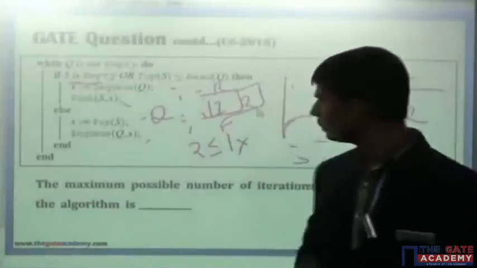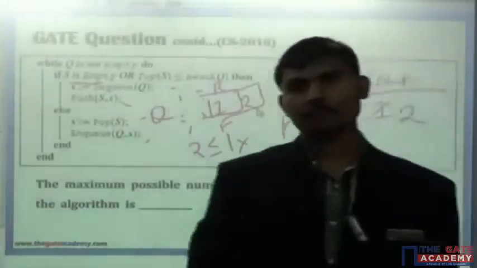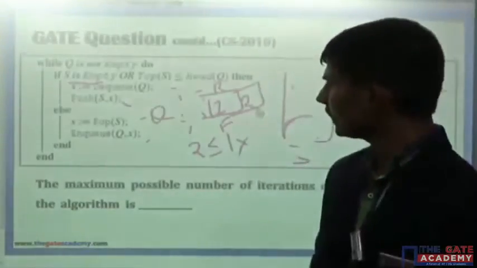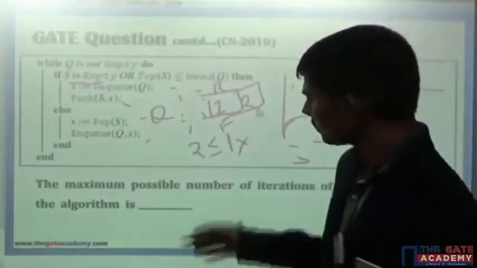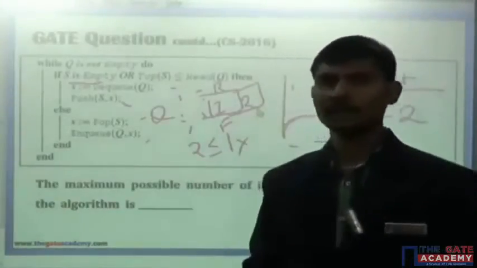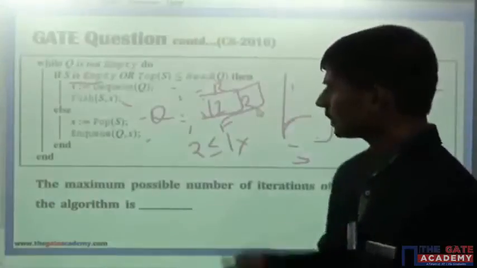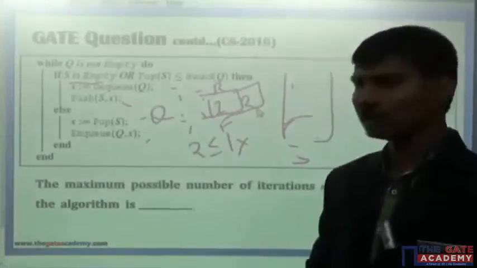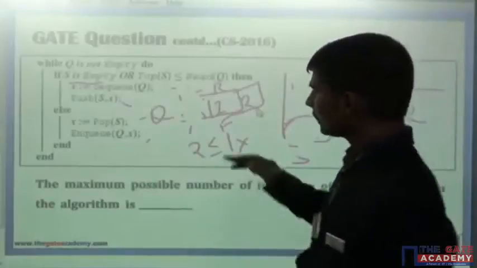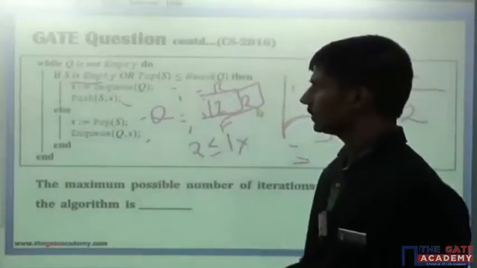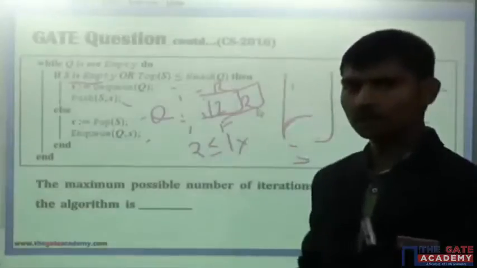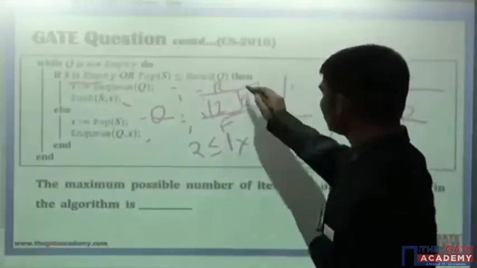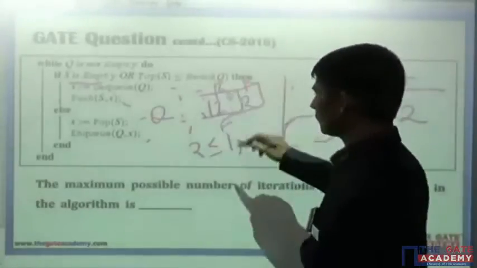You can assume the queue is like a linked list. I mean, there is no constraint regarding the space, and from the question there is no constraint regarding how you implement it. The thing is how many times this while loop will execute. So you can assume that the queue is circular in the implementation. Now this is the rear and this is the front.